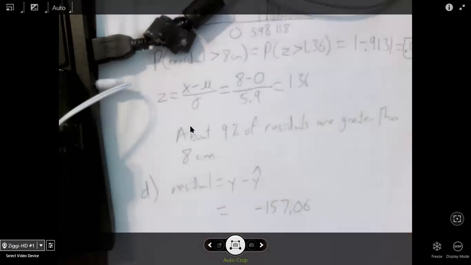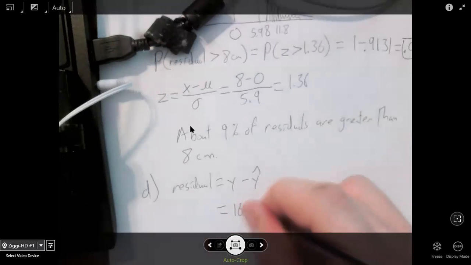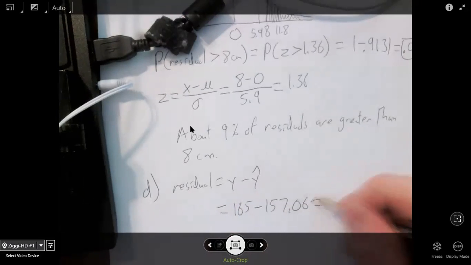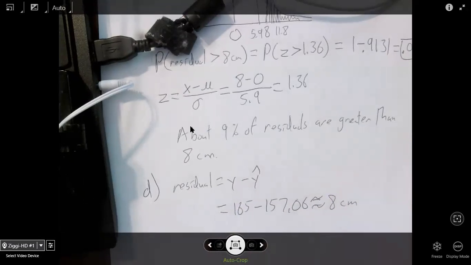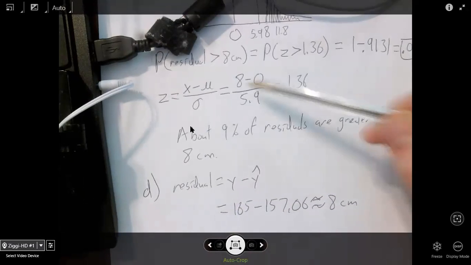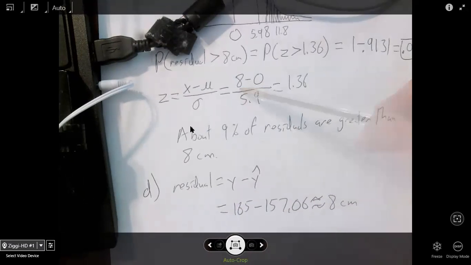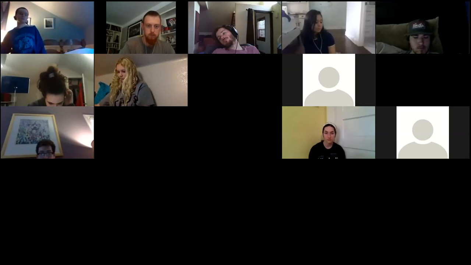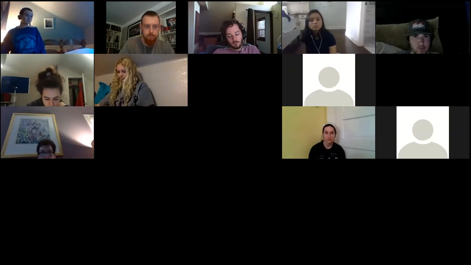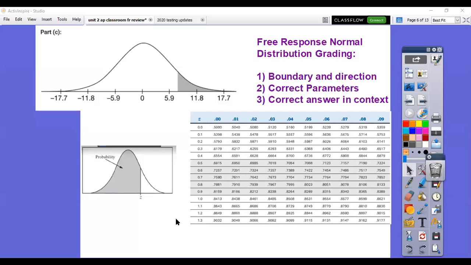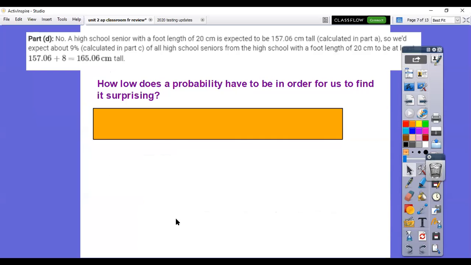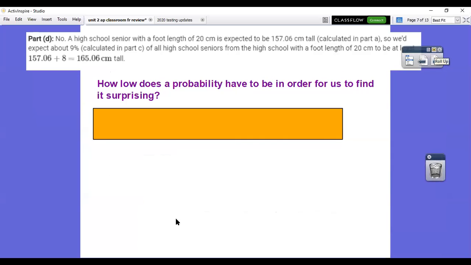Okay, this is a different student. This student's height in part D is 165. So that's about 8 centimeters, right? We calculated the probability of getting a residual that's 8 centimeters or higher in part C, right? And so the question becomes, then, how surprising is a 9% probability?